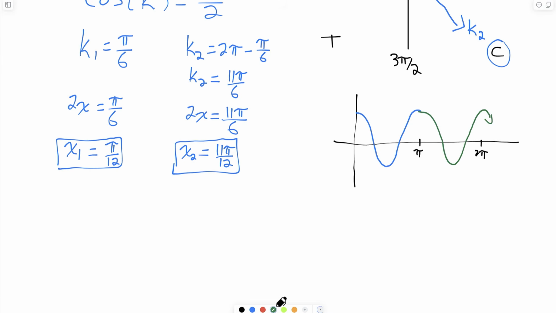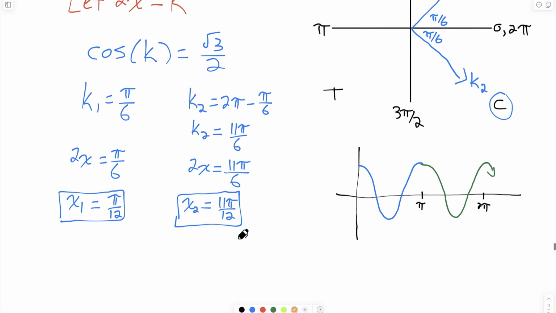So notice between 0 and 2 pi, this function does 2 cycles, and we're interested in when that function equals root 3 over 2. Root 3 over 2 is roughly up here. It's going to be equal to root 3 over 2 at pi over 12 and 11 pi over 12, but then also again here and here.